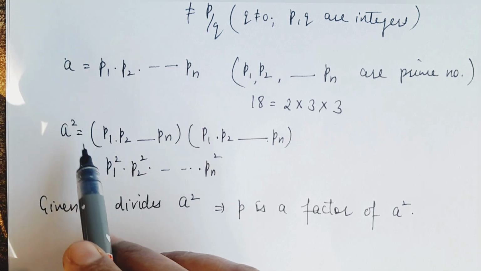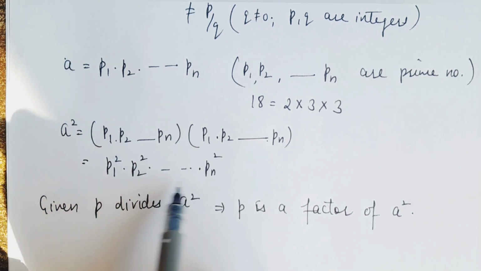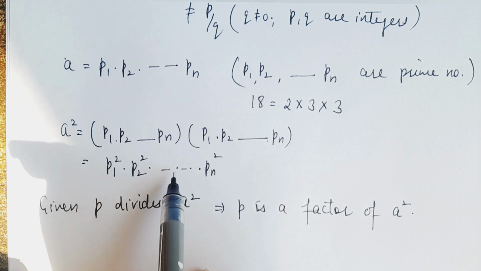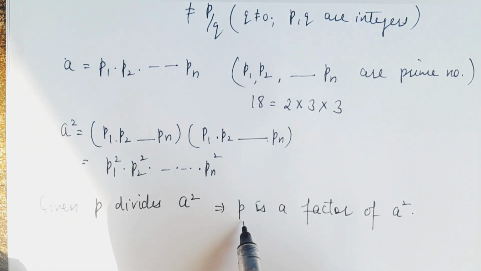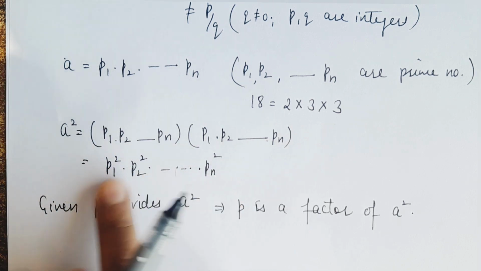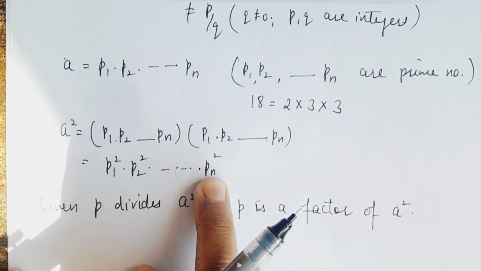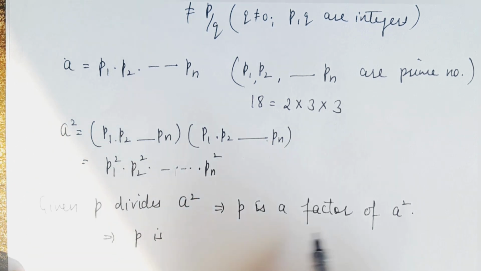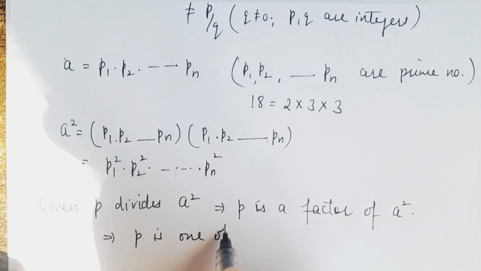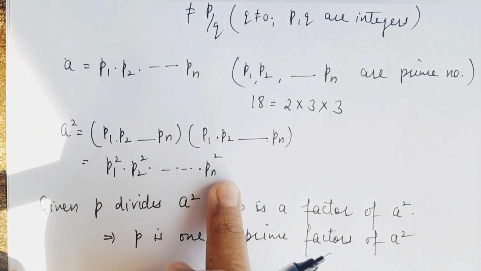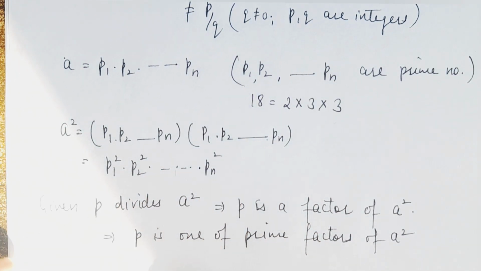That means, as we have done here, that these all are factors of a square: p1 square, p2 square, these are all factors of a square. That means p is also one of these factors. Any one of these is equal to p. So p is one of the prime factors of a square. Among p1, p2 up to pn, some one will be equal to p. What does this mean?